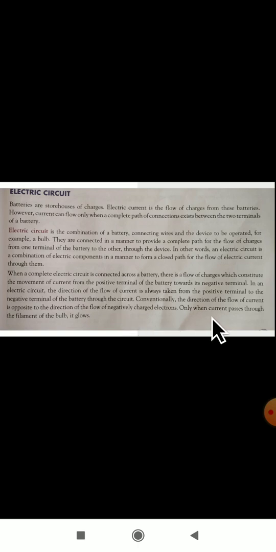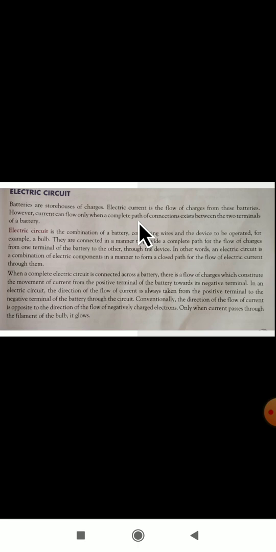Here comes the first concept, that is electric circuit. As you all know, batteries are the storehouse of charges. Electric current is the flow of charges from these batteries. How is the electric current flowing? It is the flow of charges from these batteries. However, current can flow only when a complete path of connections exists between the two terminals of a battery.